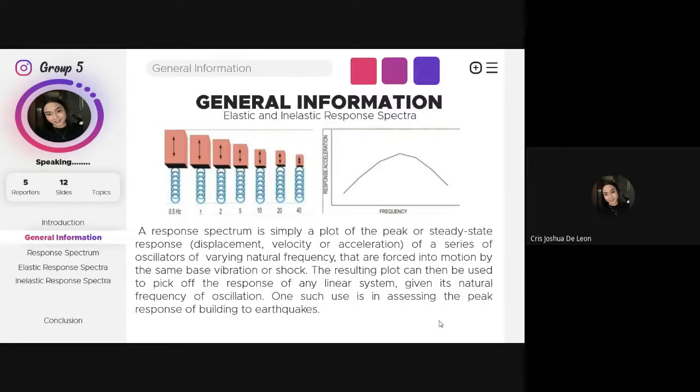And for the general information of the elastic and inelastic response spectra, what is a response spectrum? A response spectrum is simply a plot of the peak or steady state response, or the displacement, velocity, or acceleration, of a series of oscillators of varying natural frequency that are forced into motion by the same base vibration or shock. The resulting plot can then be used to pick off the response of any linear system given its natural frequency of oscillation. One such use is in assessing the peak response of buildings to earthquakes.